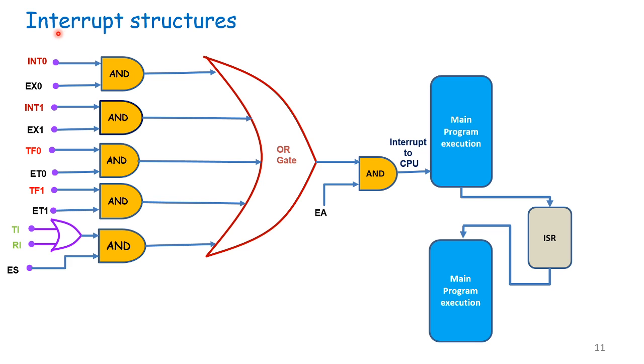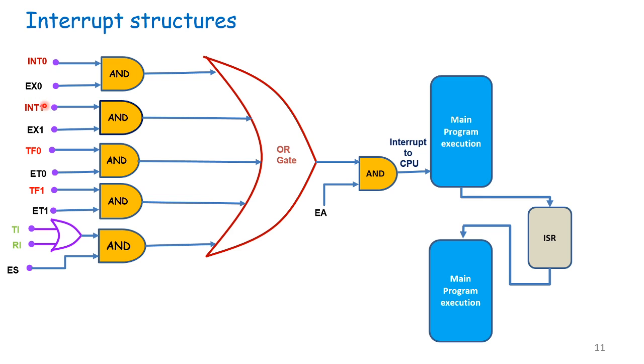Now the interrupt structure. These are the interrupts: INT0, INT1, TF0, TF1, RI and TI. These interrupts and the EX0, EX1, ET0, ET1 and ES are the interrupt enable flags. When both are 1 and 1, then this AND gate output will be 1, and then that request will be sent to the microcontroller to execute this INT0.